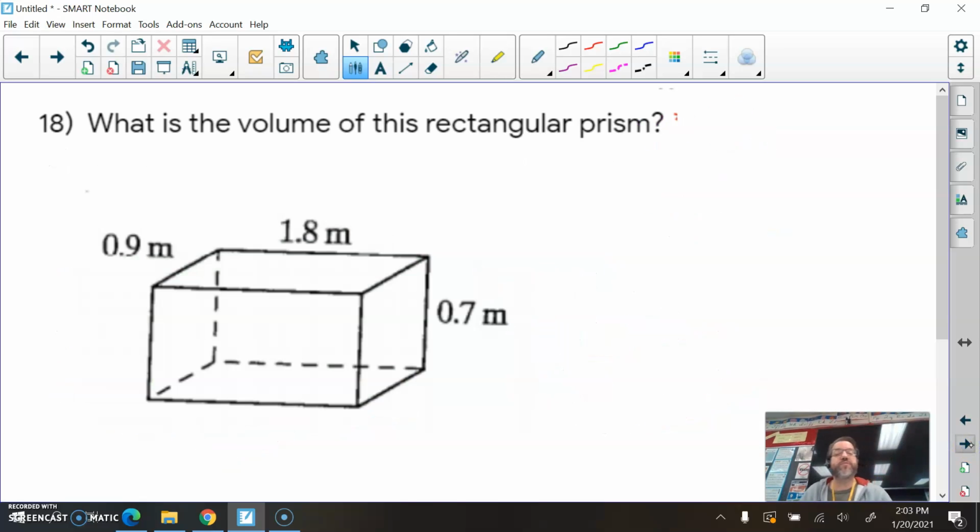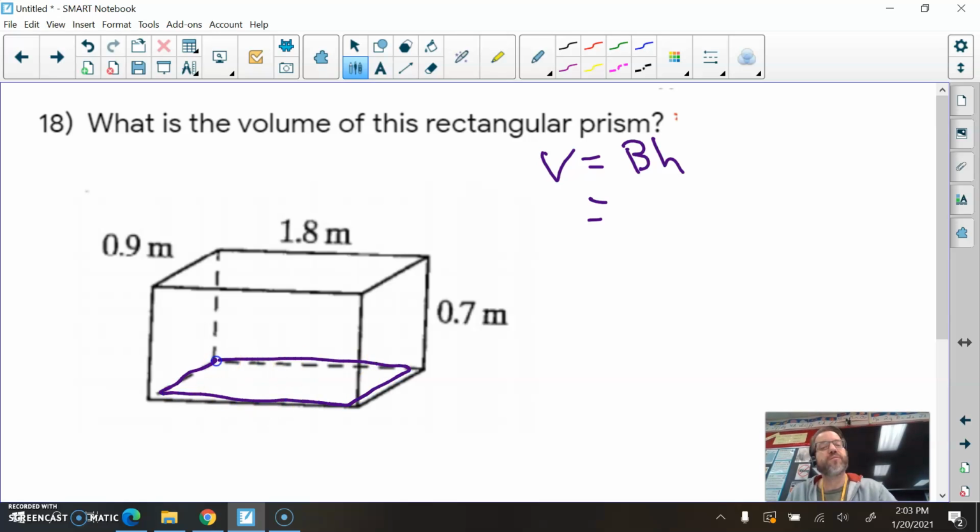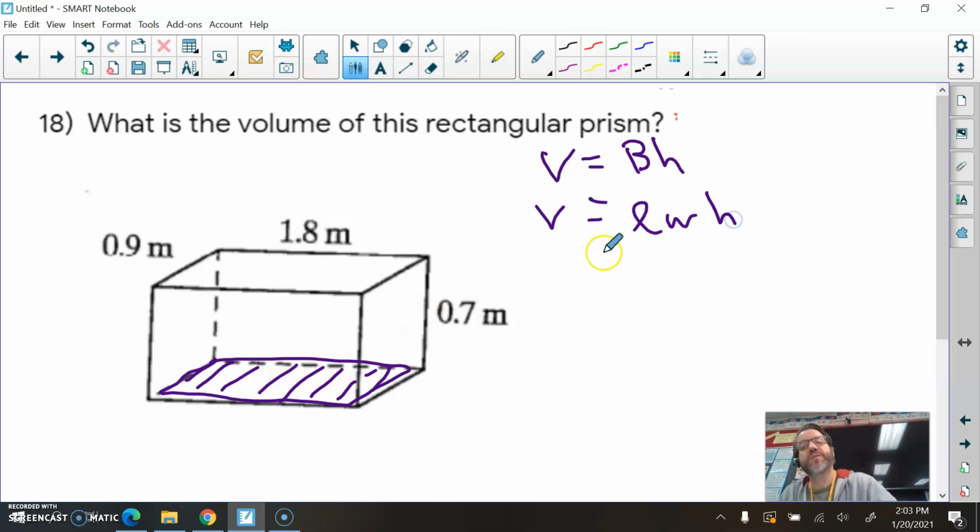All right, what is the volume of this rectangular prism? Again, volume is area of the base times the height. But again, the base in this figure happens to be a rectangle. And to find the area of a rectangle, you just take length times width. So we could say volume is length times width. That'll give you the area of the base times the height. Length times width times height will work for all rectangular prisms.